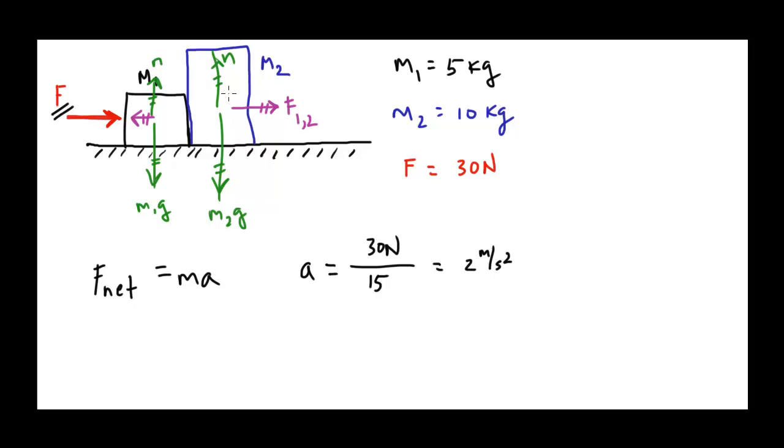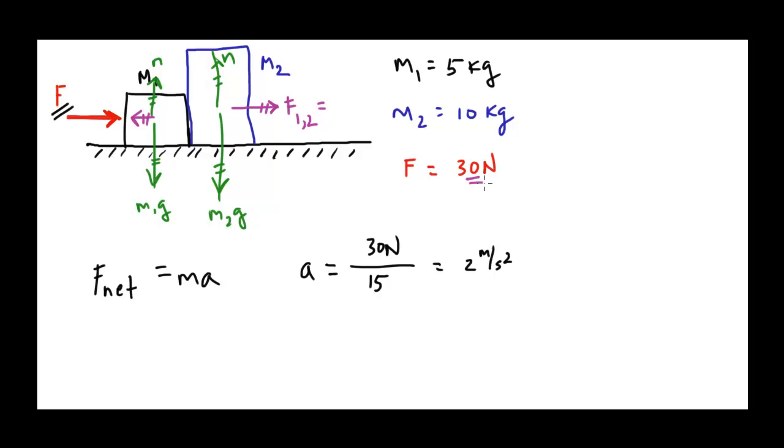I'd like to know the magnitude of this contact force between 1 and 2. What is F1,2? If you looked at this, you might naively think that this has got to also be 30 newtons. You might say, well, if I push on M1, M1 pushes on M2, it's going to be the same 30 newtons of force.